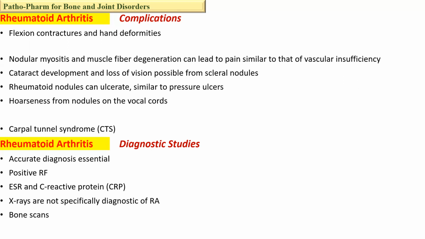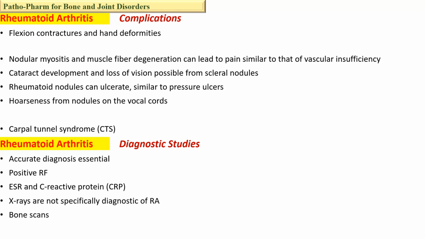Patients with this disease usually have a positive rheumatoid factor, which has been identified in more than 80% of patients diagnosed with rheumatoid arthritis. They have a positive rheumatoid factor. The ESR, erythrocyte sedimentation rate, or C-reactive protein, CRP, are general indicators of active inflammation.